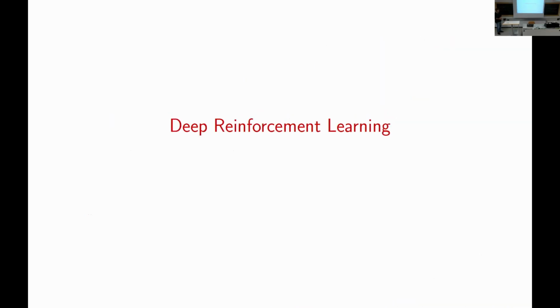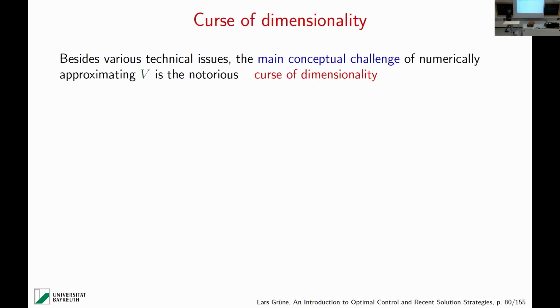Okay, this brings me to deep reinforcement learning. And what is the reason? Why should we consider something else? Well, the reason is that what I just explained works nicely in 1, 2, 3, 4, maybe 5 dimensions, maybe a little higher if you really work hard, but at a certain point it just ends. And this is what is called the curse of dimensionality.